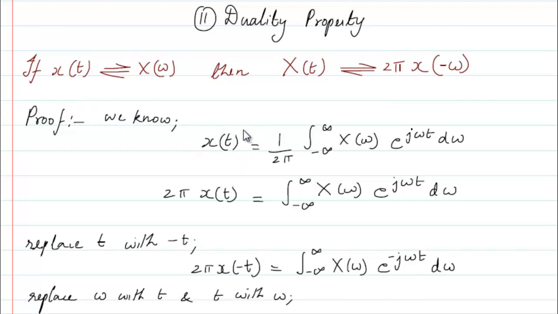We know that according to the inverse Fourier transform equation, x of t is basically given by this equation. Now if I take 2 pi to the other side, what remains on the right hand side is this equation. Now here, if I replace t with minus t, then the equation here will become x of minus t, and here it will become this.